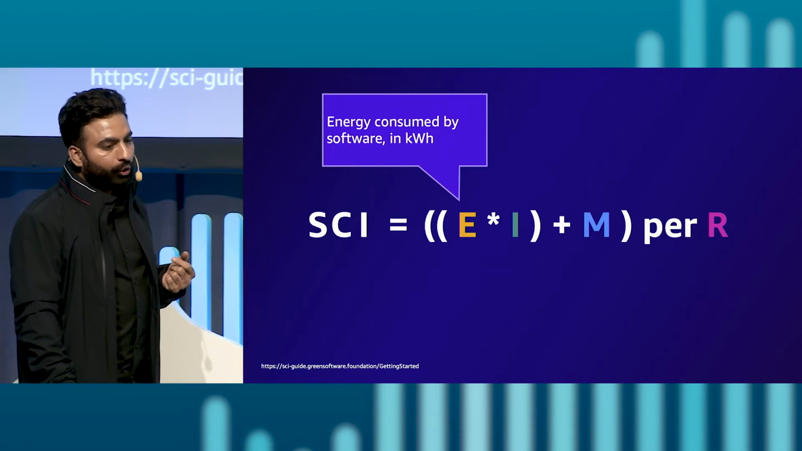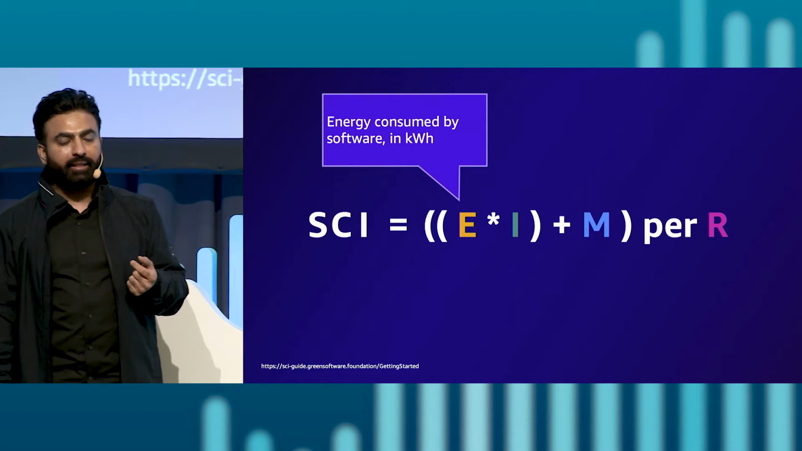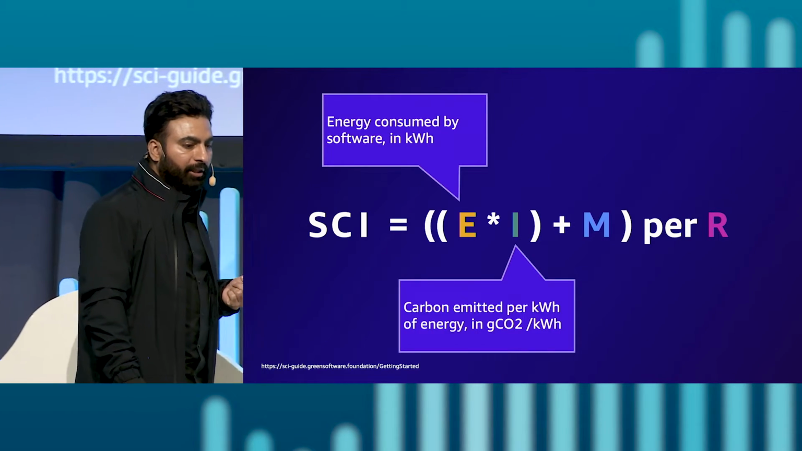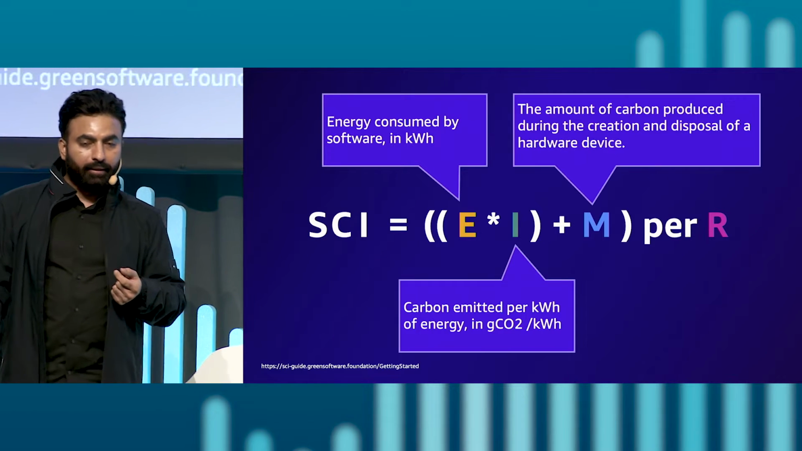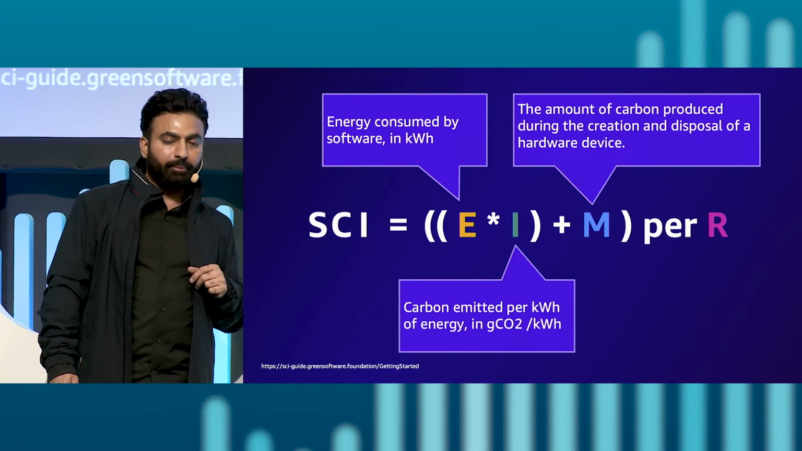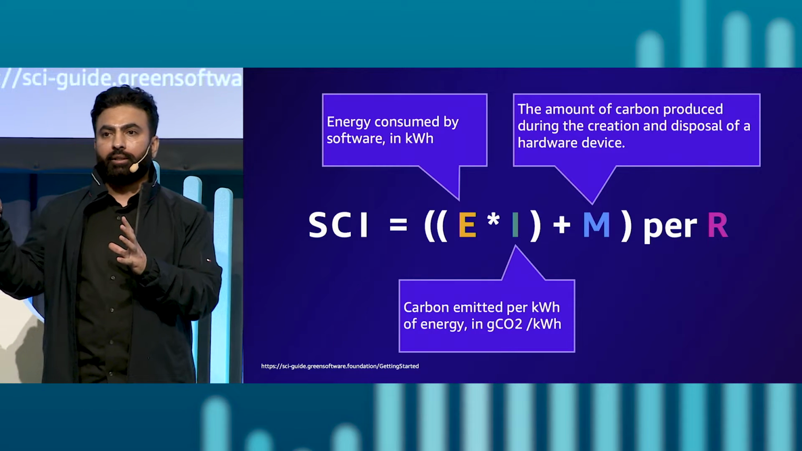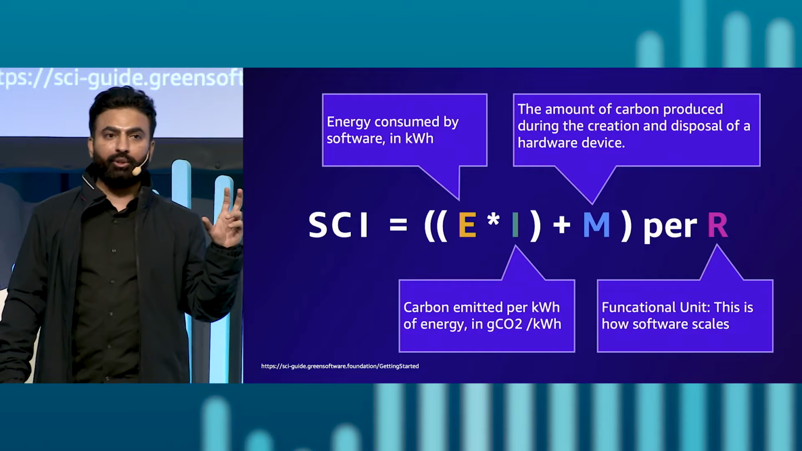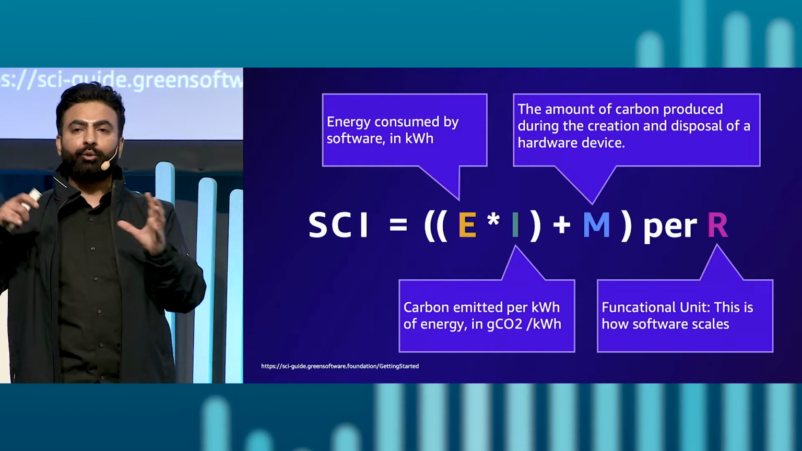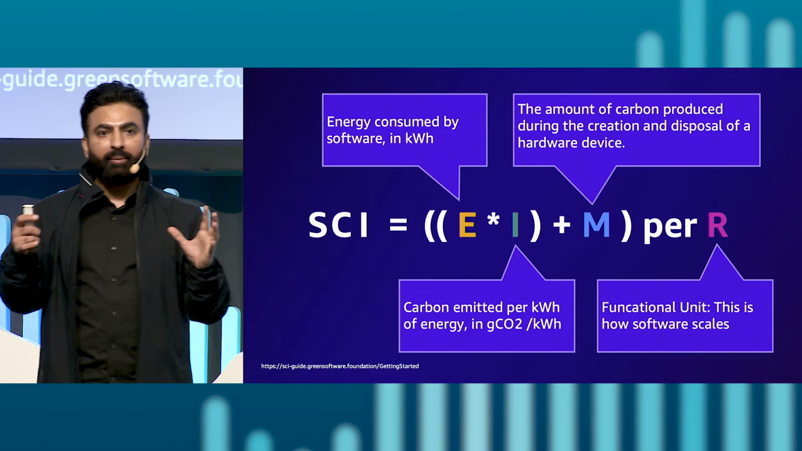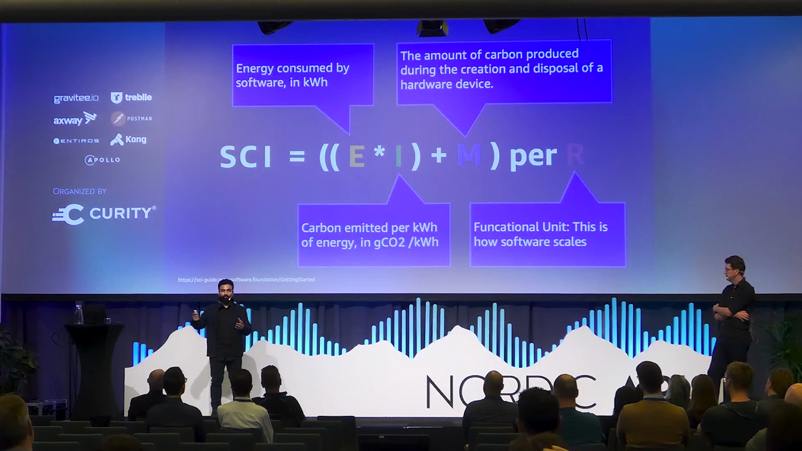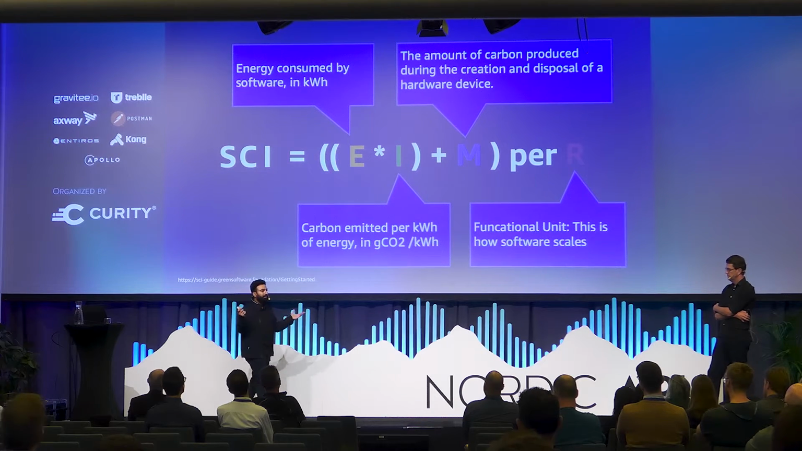E is the energy consumed by the software or API in this case, and we are obviously measuring it in kilowatt hours. Then we have I, which is carbon emitted per kilowatt hour of energy, and M is the embedded or embodied carbon. That means the carbon that was emitted during the creation of the hardware. And R is very important. This is the functional unit, or the unit of work, basically. That's how you are measuring it. The unit of scale could be, let's say, per 100 requests, or per 1,000 requests, or per 1 million users, or whatever way. This is what you will define as a publisher.